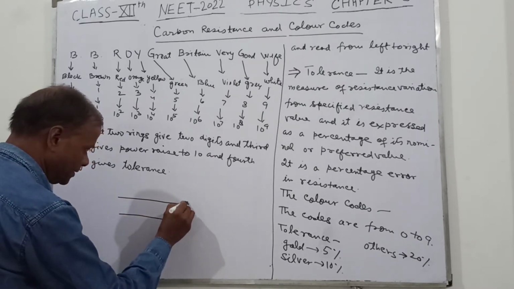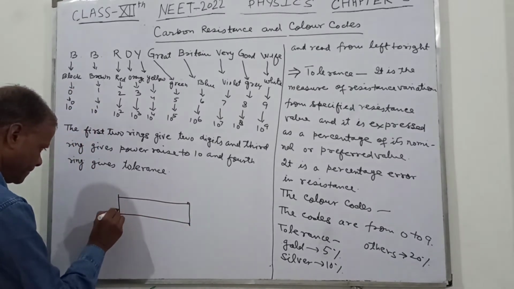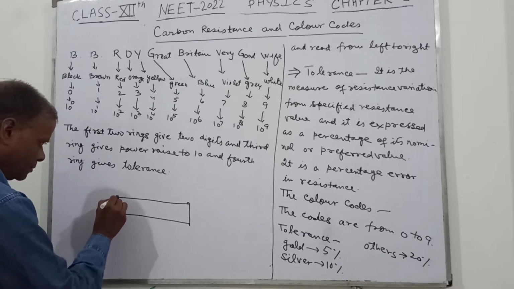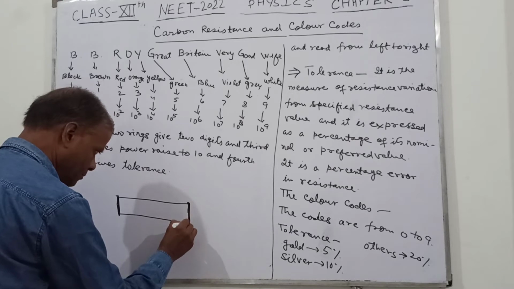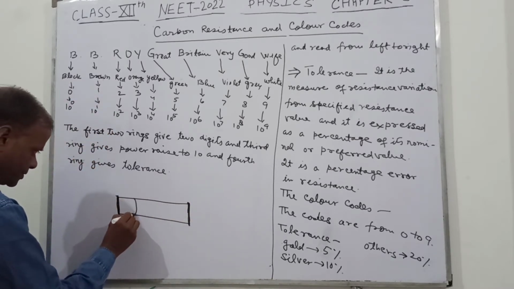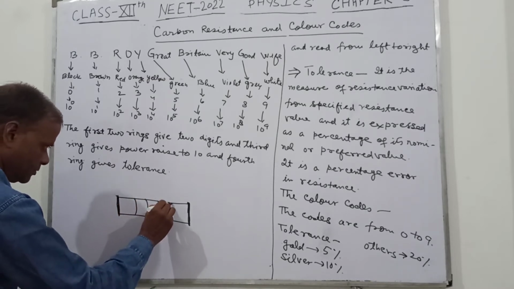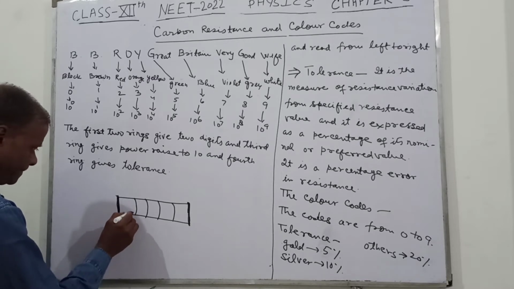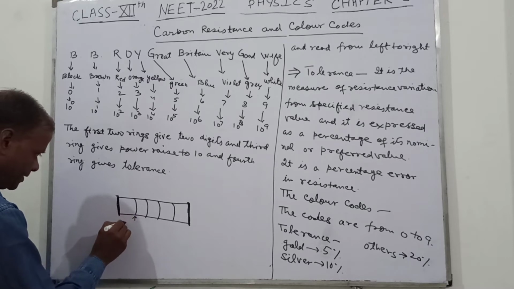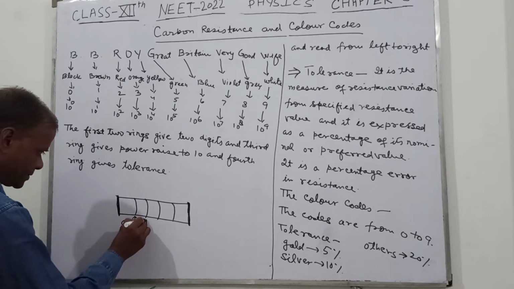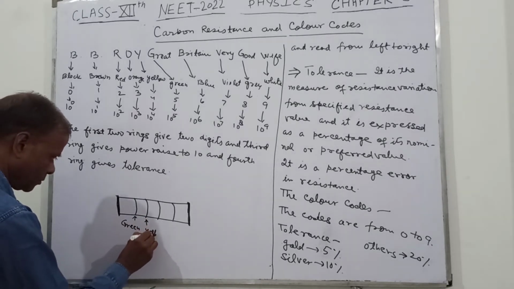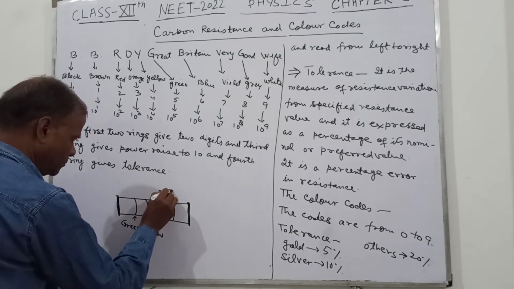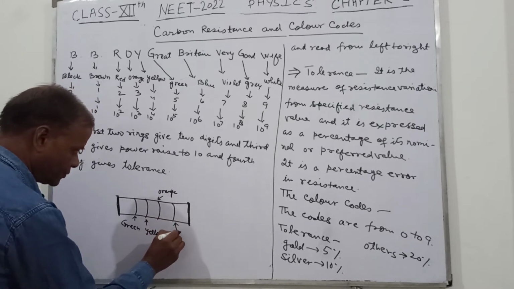Now I am taking an example of this kind. Suppose this is the first ring, this is now second, this is now third, this is now fourth. The first ring is green, the second is yellow, the third is orange, and the fourth is silver.